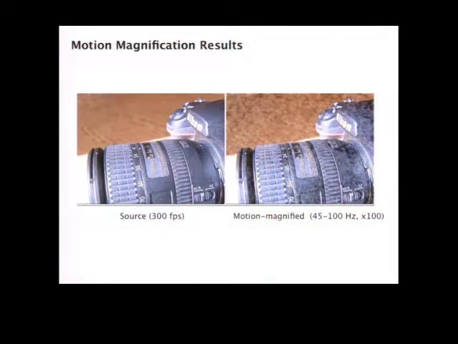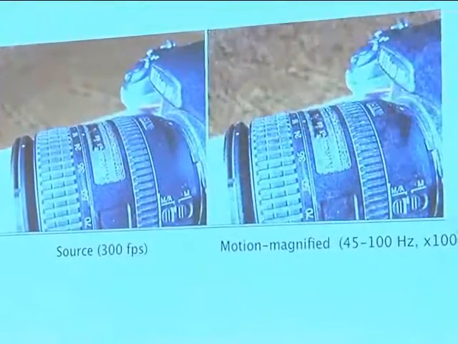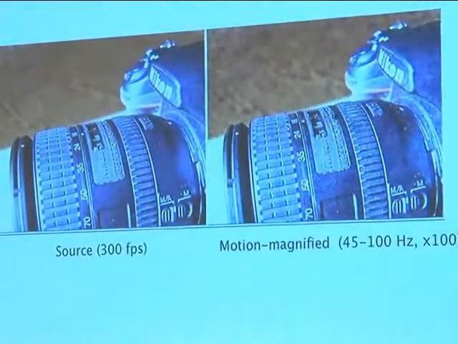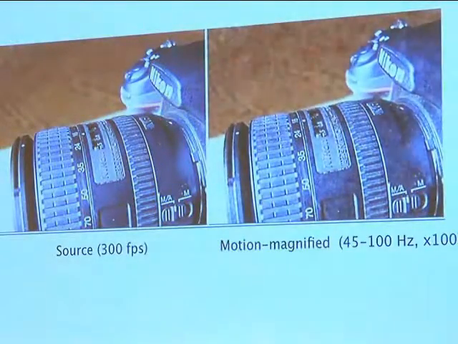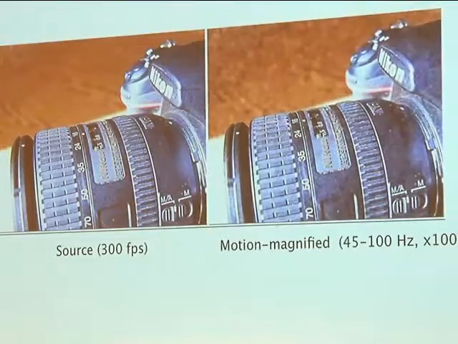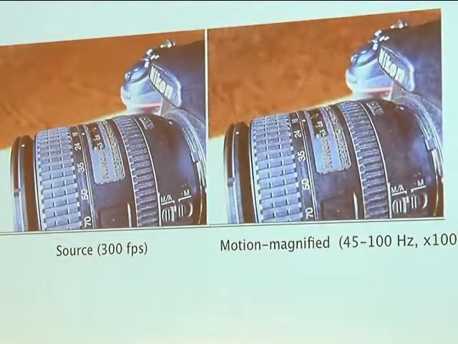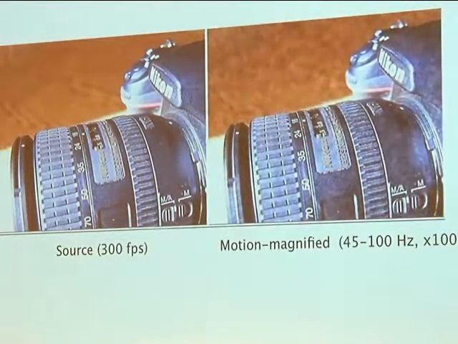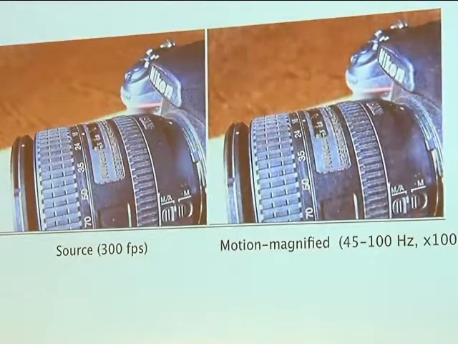Here's another one. On the left is a SLR camera in burst mode, where the mirror is flipping up and down really fast. Again, it's high-speed video, 300 frames per second. I can't see any motion in that, but on the right we have the motion magnified version where you can see the motion. Now, one thing you'll notice on these, by the way, is that it's quite noisy. In part B of the talk, we'll get rid of the noise.